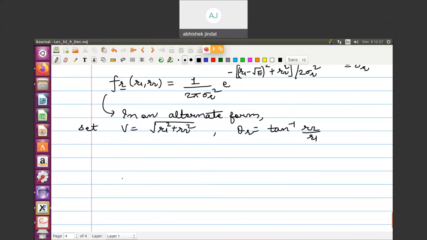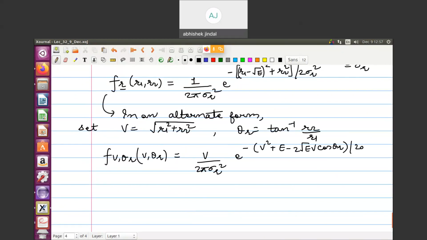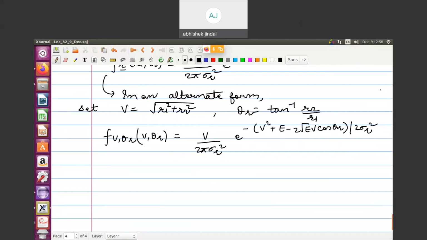So now we represent the PDF in terms of these two numbers. This is equal to v upon 2 pi sigma r square, e raised to power minus of v square plus e minus twice of root of ev cos theta r, divided by twice of sigma r square. Okay, so this is then by transformation of variables.